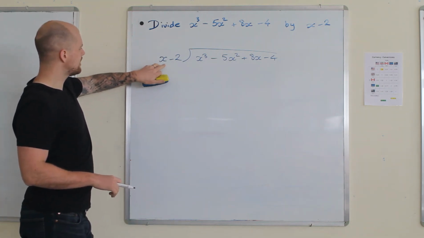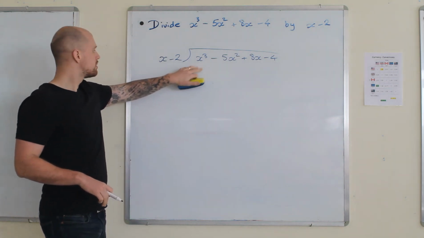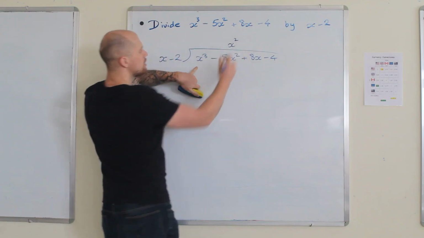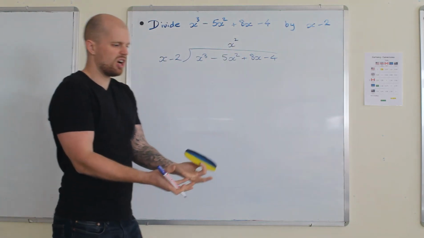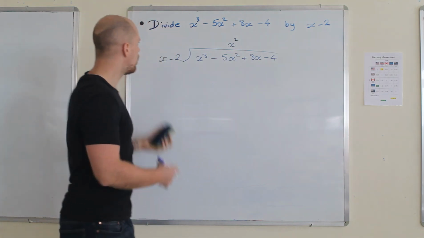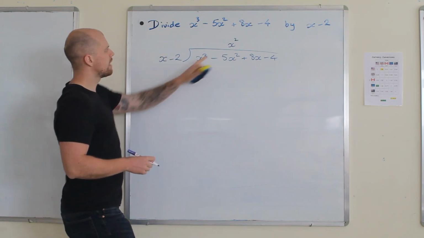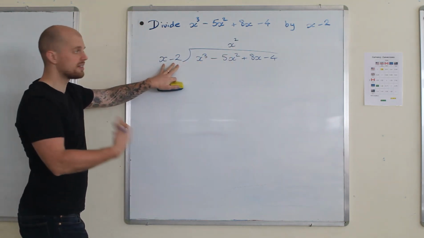Basically what you need to do is look at the x and see how many times x goes into x cubed. x goes into x cubed x squared times. So I'm going to put x squared at the top. That will be the leading term, and 1 will be the coefficient. Now what we're going to do is take x squared and multiply it by x minus 2 and write that underneath.